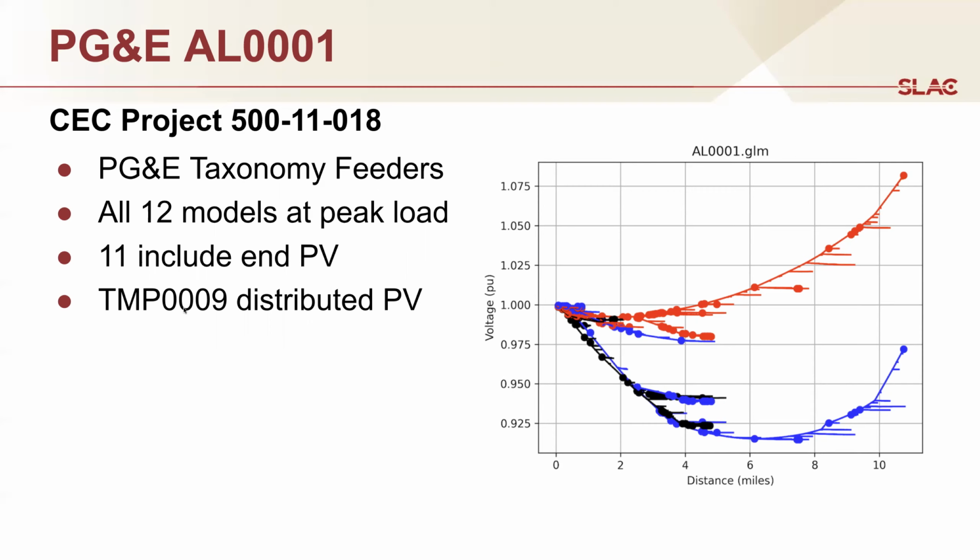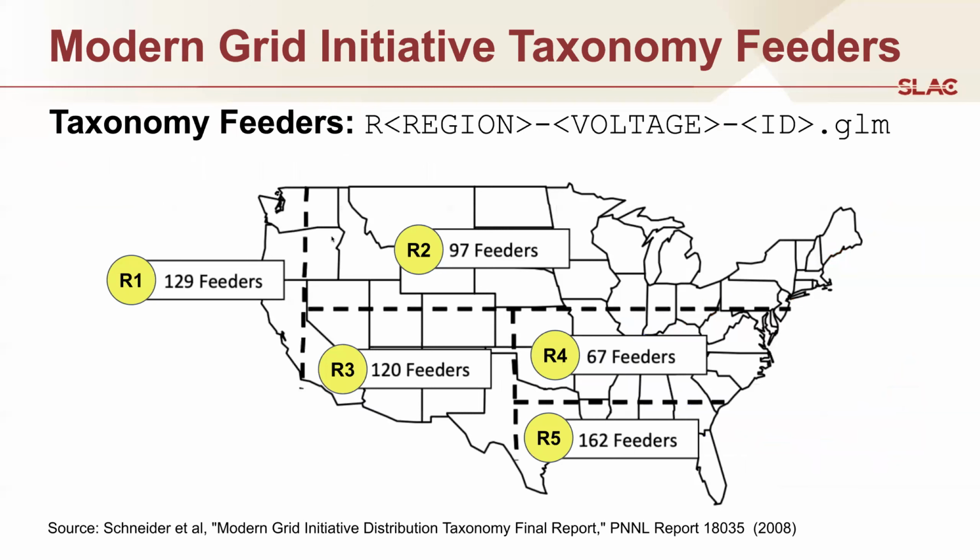The only exception to that is this one feeder that has distributed PV on it. And so it has a more typical characteristic of a heavily loaded feeder with PV running throughout the feeder itself. But otherwise, these models all run fine and produce the results as expected.